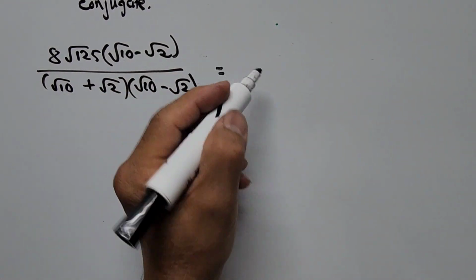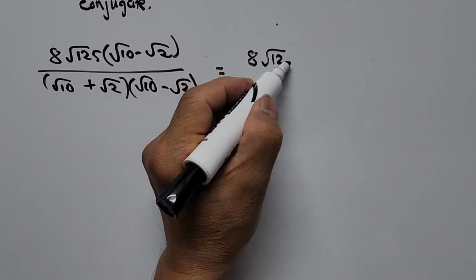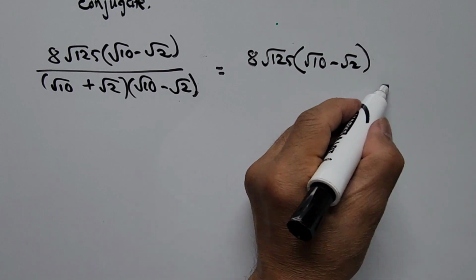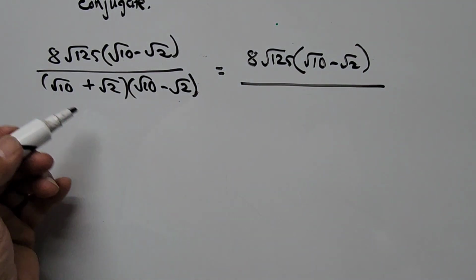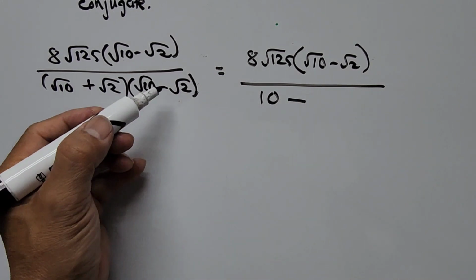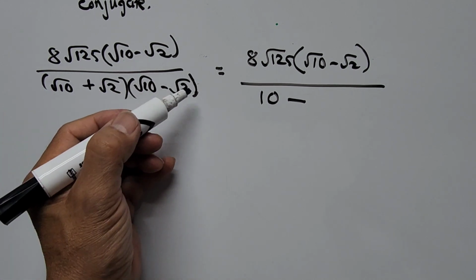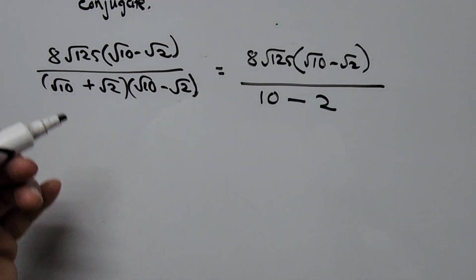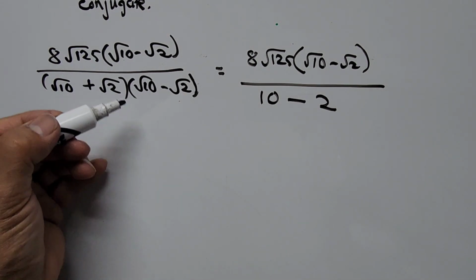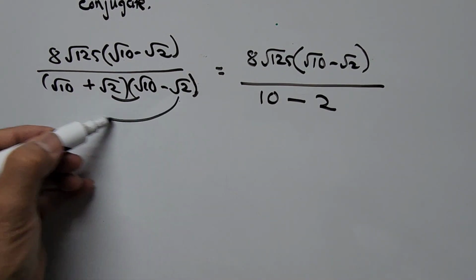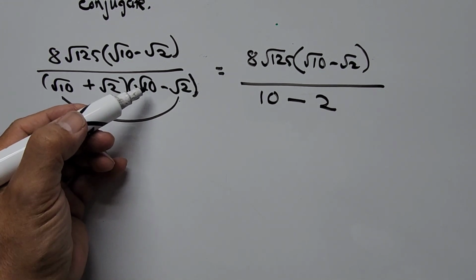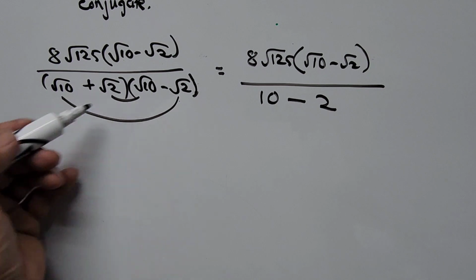So this is now equal to 8 times square root of 125 times square root of 10 minus square root of 2, divided by the denominator, so we have square root of 10 times square root of 10, that's 10. And minus, this is negative and this is positive, square root of 2 times square root of 2, that's 2. Now, if you notice, we have this negative and here positive. We eliminated 2 steps since the products of these two cancel each other because this is negative and the other one is positive. Square root of 2 times square root of 10 minus square root of 2 times square root of 10, that's 0.